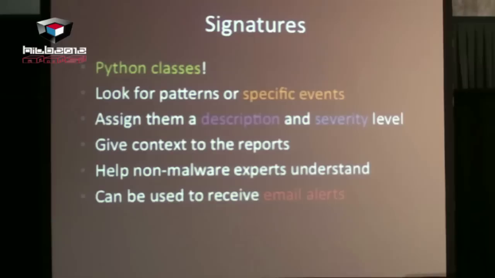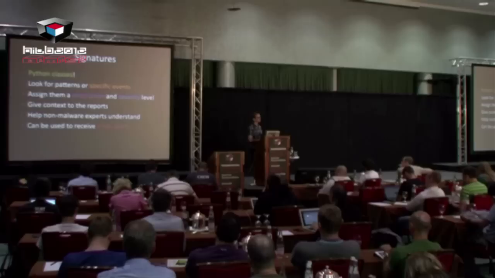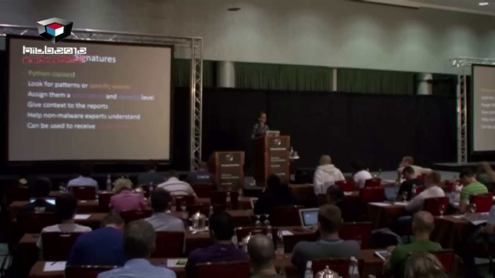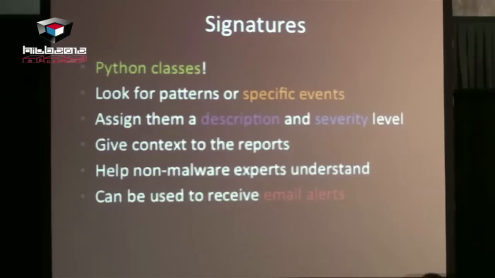And then you have signatures. So basically, signatures are, again, Python classes and are used for looking for specific events. So if you're running a lot of malware and you want to find just a specific type of malware, so specific type of information, then you can create a signature that defines some condition that is executed on the results. And if this condition matches, it means that it's something that you want to take a deeper look at.